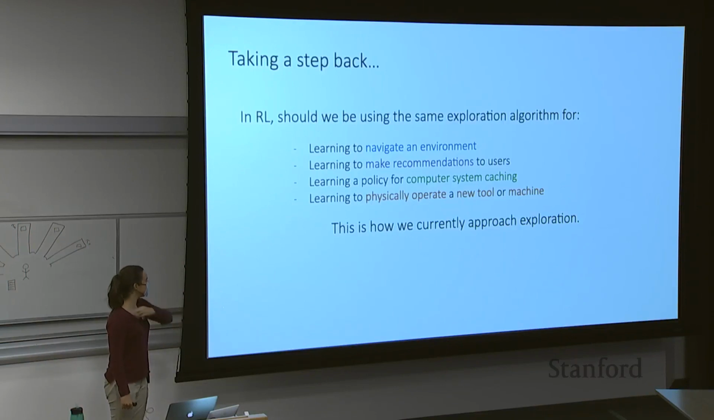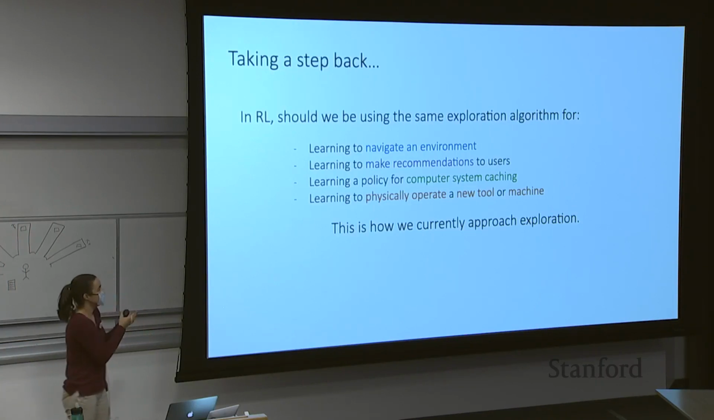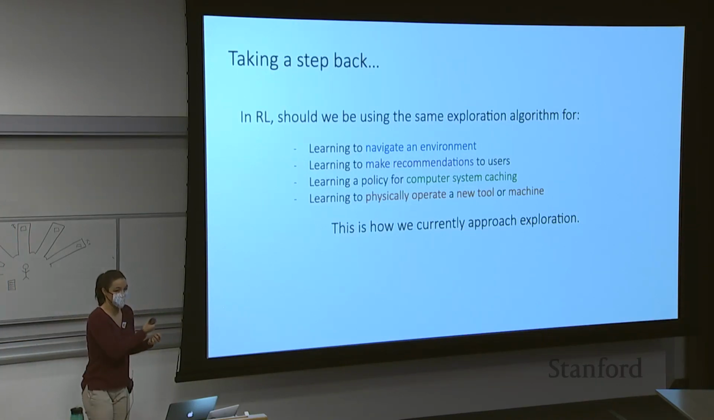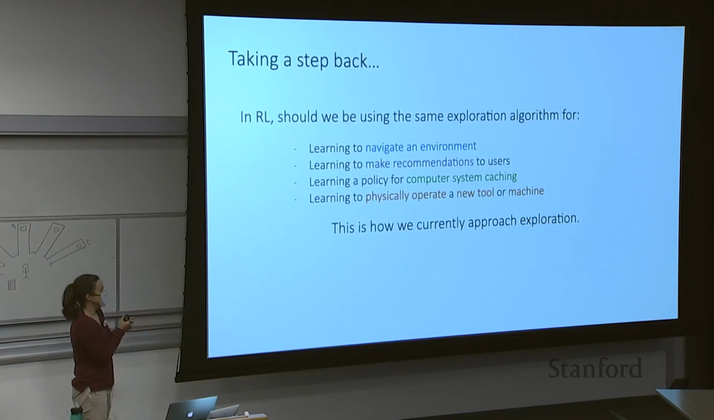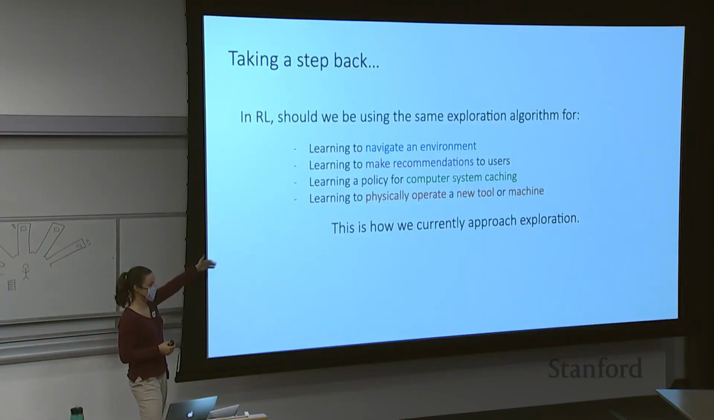That seems a little bit silly because you would expect that in a lot of these different applications, you want strategies that are targeting aspects of that problem. So for example, in navigation, we want exploration strategies that try to reach different parts of the environment. In recommender systems, we may want approaches that are targeted towards particular users and treat different users differently. In terms of physically operating a tool or a machine, there are probably certain things that we want to try and certain things that are irrelevant and won't be helpful, like walking to another room probably won't be helpful in terms of exploration for that particular tool or machine.